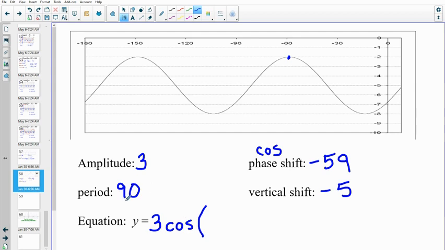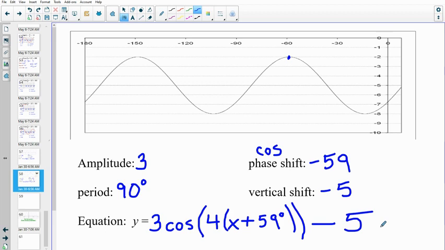My period is 90 degrees, so let's do this problem in degrees. So 360 divided by 90 would be 4. I'm going to put this in factored form: 4 times x minus my phase shift. Whoops, that's moving to the left, so x minus -59, or x plus 59. And I suppose technically I need a degree symbol there. And then finally minus 5. I'll move that graph down. And if you graph this on your graphing calculator in degree mode and change your window to fit what I've got up here, it should look pretty similar to what I've got.